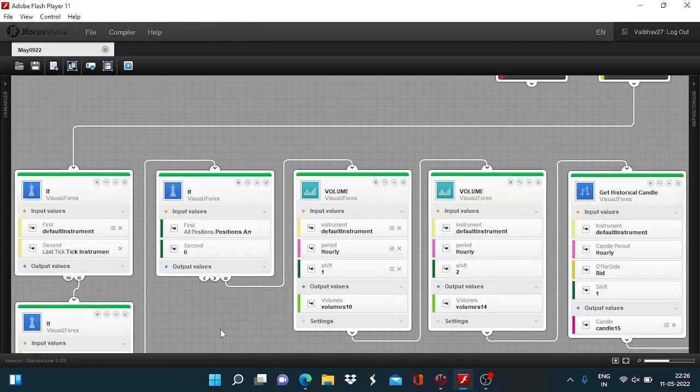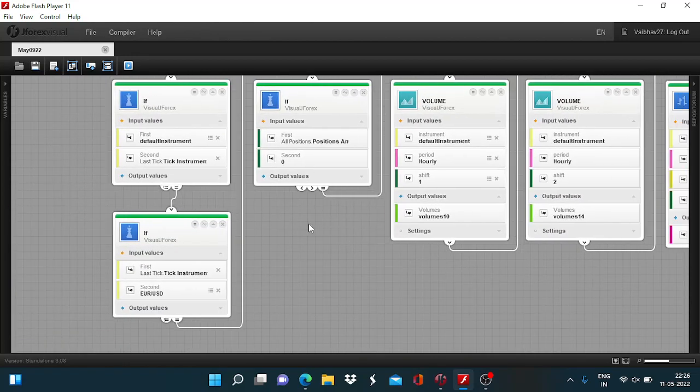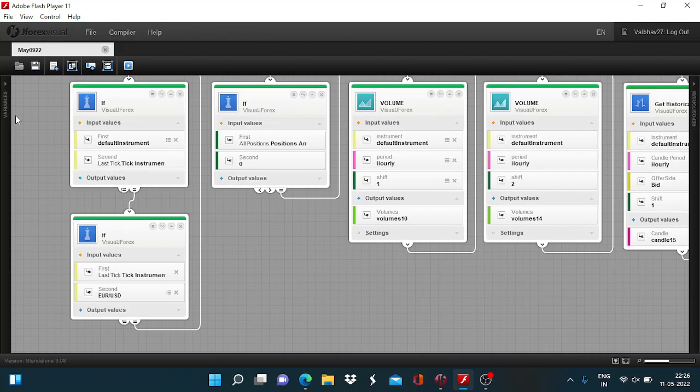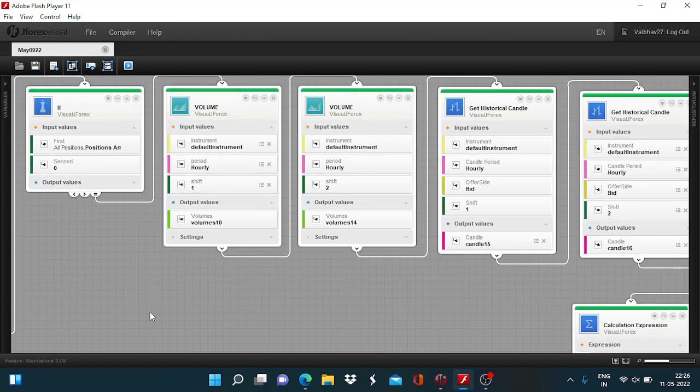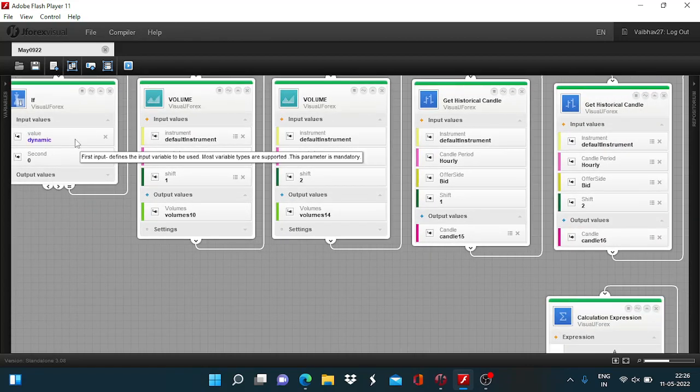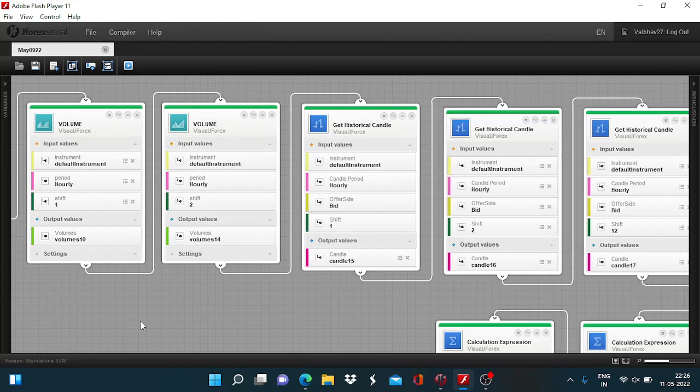In the last two sessions, I had explained to you how we can define the instrument of choice to be set as a default instrument. We are working with the EURUSD as the instrument of choice for this session. Afterward, the position amount was defined at zero. I have added these two volume indicator blocks with the lookback period of 1 and 2 respectively, while the candle period remains the same, hourly.